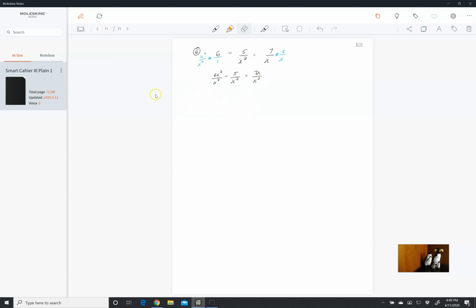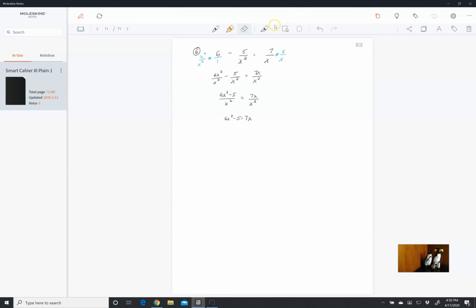Combine your fractions. 6x squared minus 5 over x squared is equal to 7x over x squared. And then we get this lovely equation. We can say, okay, let's not cancel, sorry, let's ignore the denominators and set the numerators equal to each other. We get 6x squared minus 5 is equal to 7x.